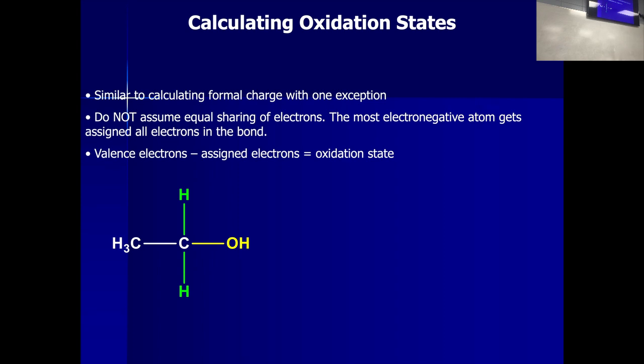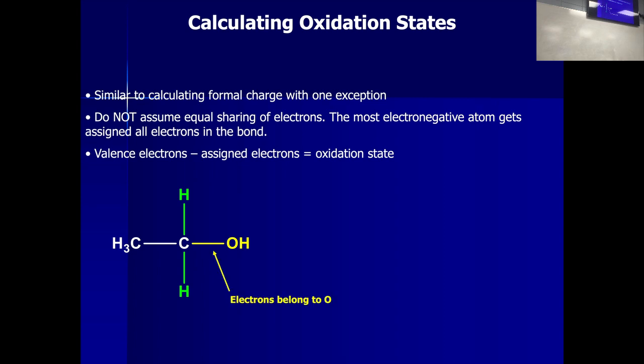And so it's really going to be, again, simply taking the valence electrons for the atom and subtracting from it the assigned electrons to get the oxidation state. Okay? So here's an example of an alcohol. How would we name this alcohol? It's my favorite alcohol. How many carbons are there? 2. So this is ethanol. We're going to calculate the oxidation state of this carbon in ethanol.